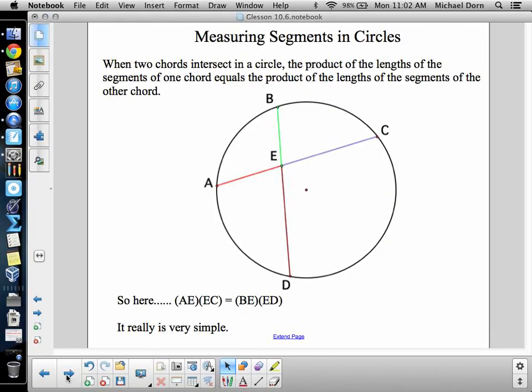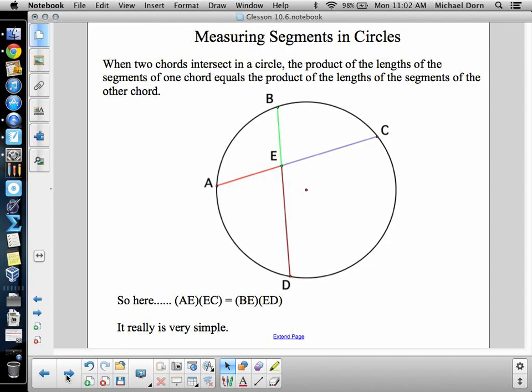So today what we're going to be looking at is measuring segments in a circle. And it's going to be one key overriding concept to every equation we set up today that you absolutely have to follow every time. And if you do so, you're probably going to find this to be really simple.